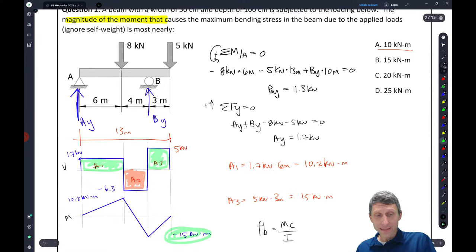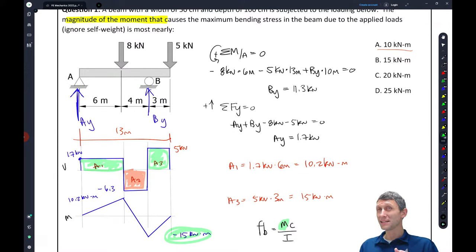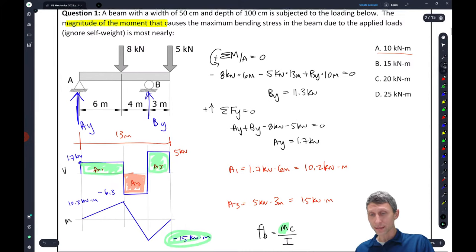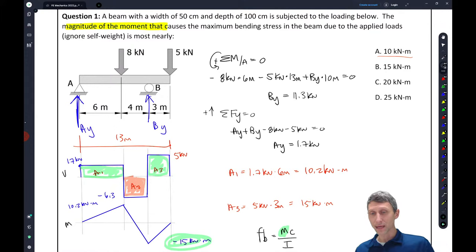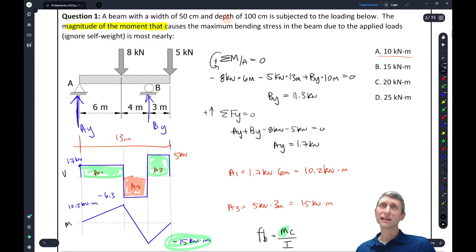But the biggest moment, whether it's positive or negative, is going to give us the biggest bending stress for a symmetric section. If it's not a symmetric section, it kind of goes out the window a little bit, but you have to be a little bit more careful. But for a symmetric section, when we're told that this thing is a 50 by 100 centimeters up here, that's going to allow us to know that the biggest moment is going to give us the biggest bending stress.